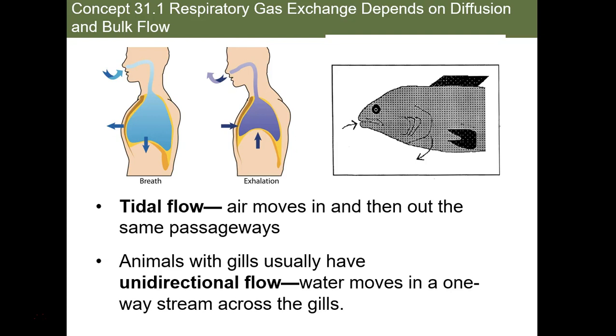Tidal flow is when air moves in and out within the same passageways, like a wave moving back and forth. Animals with gills usually have unidirectional flow with water moving in one direction across the gills.